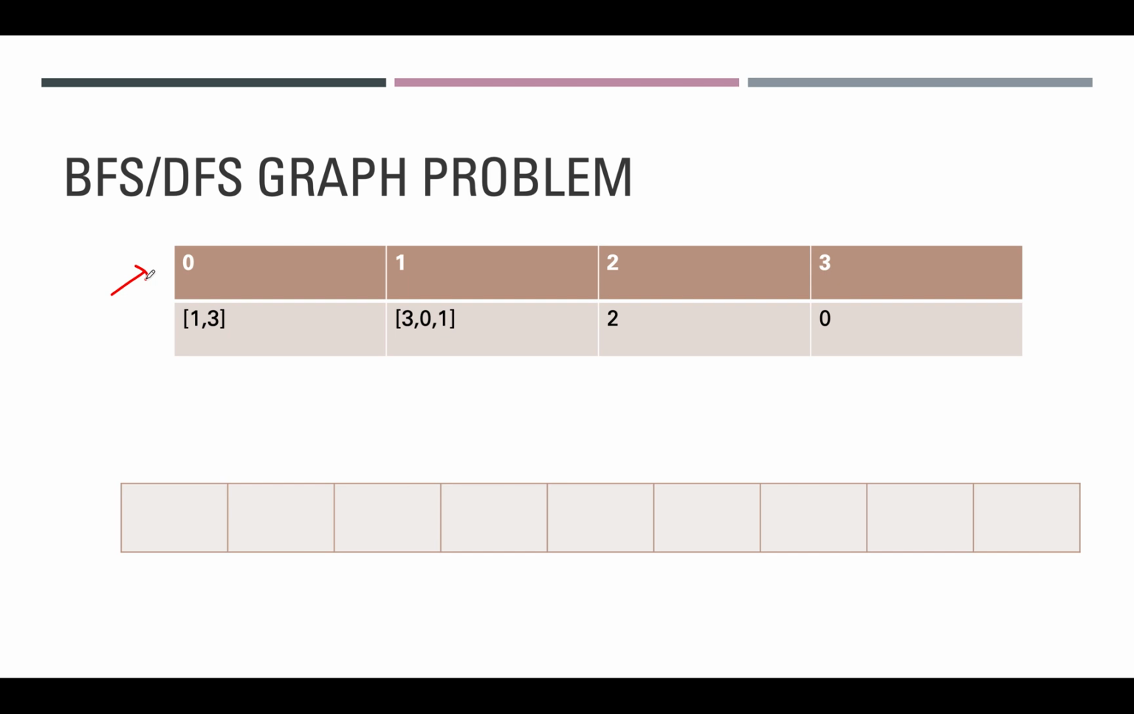If you are able to visit all the indexes, that means you have to return true. If there are some rooms or some indices that are left, you need to return false from there. So this is example 2 that was specified in the question. The 0th index, these are the room IDs. At 0 index, there are keys for 1 and 3. At 1 index, we have 3, 0, and 1. At 2, we have 2, and for 3, we have the key for room 0. So let's start the approach.